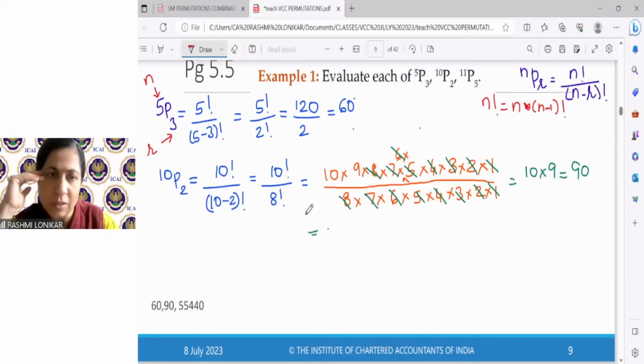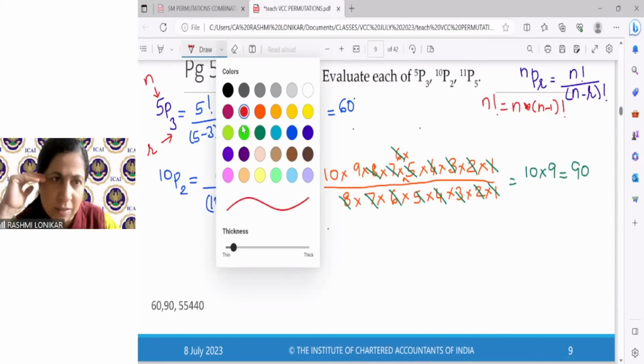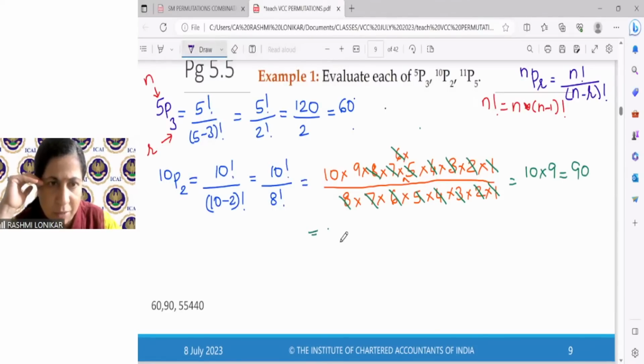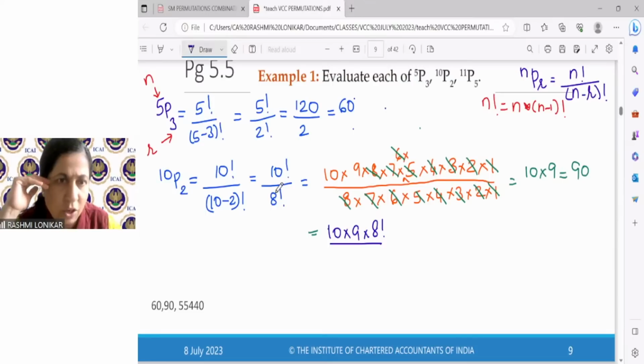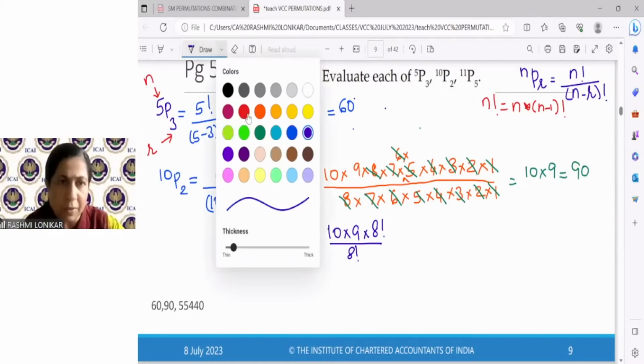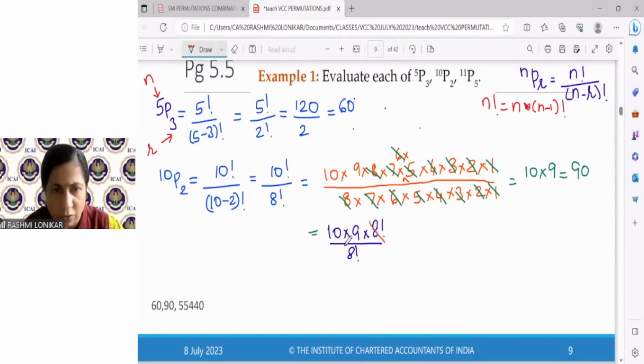Okay, so using this, I can write 10 factorial as 10 into 9 into 8 factorial. In the denominator, I will write 8 factorial. So 10 into 9 into 8 factorial upon 8 factorial. What will happen here is this 8 factorial will get cancelled. 10 into 9 is 90. Okay.